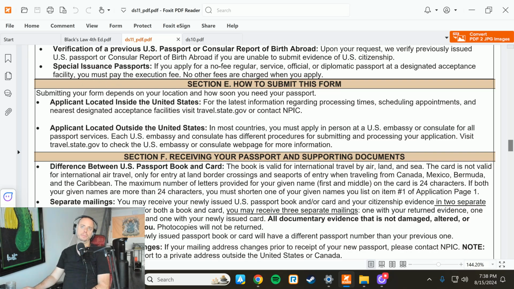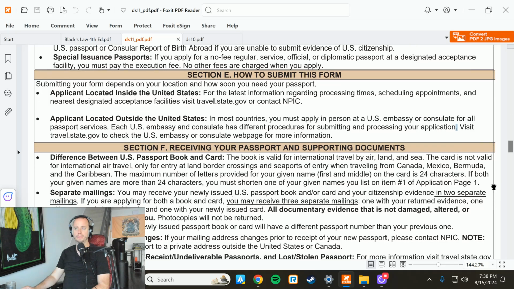Special issuance passport if you apply for a no-fee regular service official or diplomatic passport as a designated acceptance facility. You must pay the execution fee, blah, blah, blah. I don't know about all that, bro. I've been reading a lot of stuff. I don't know about all that.